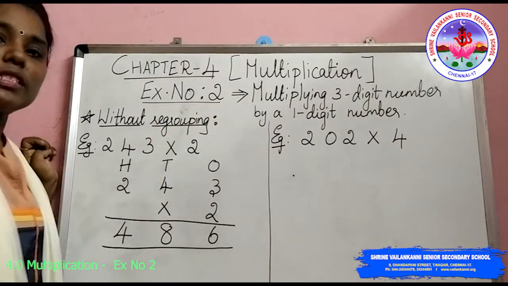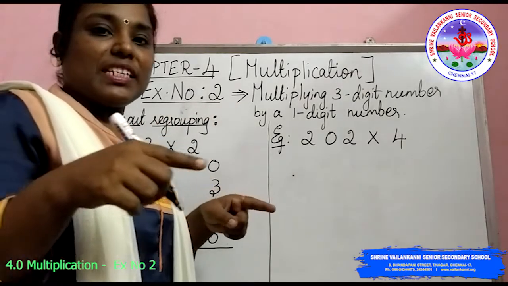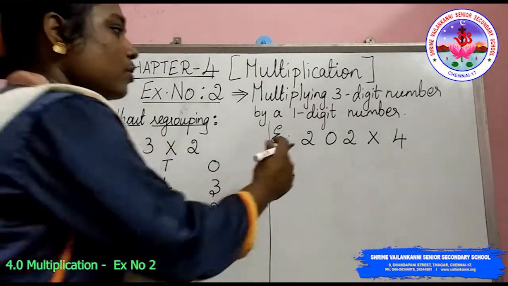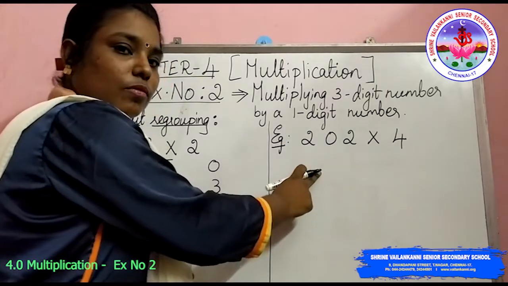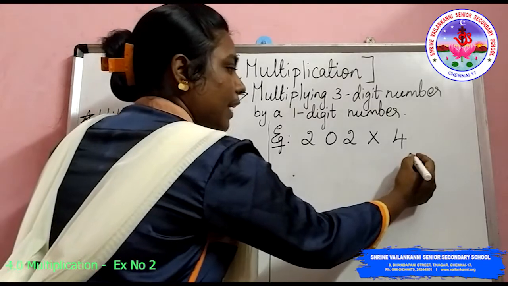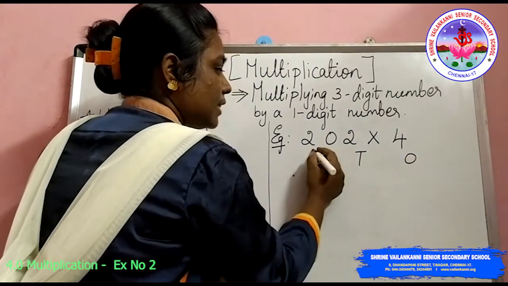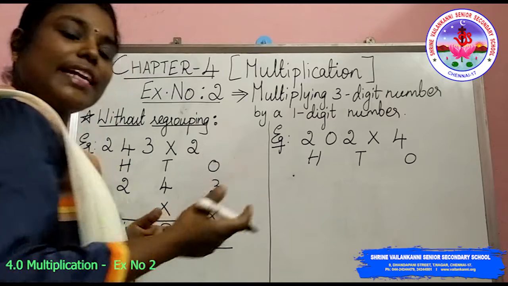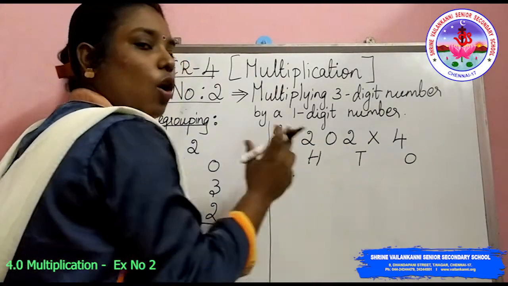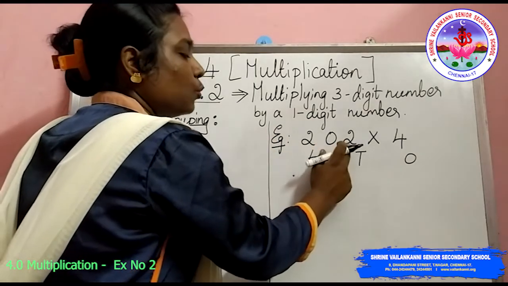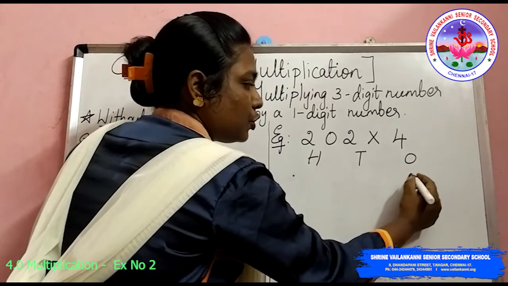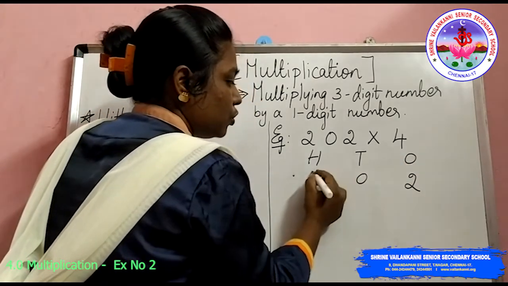We'll see one more sum. For that sum, you are going to tell me the answer first. When I ask, you just guess your answer. So first, what should you write? The place values. First I am going to write the place values: ones, tens, hundreds. After writing the place values, you should write the given number in order. That is 202. From where do you have to start writing? From the ones place. That is 2, 0, 2.